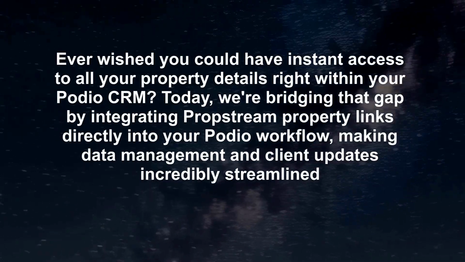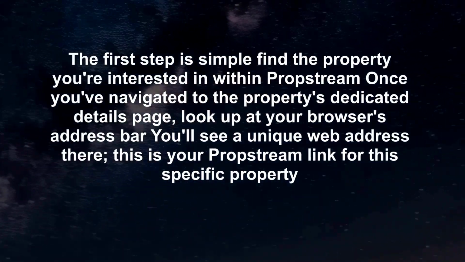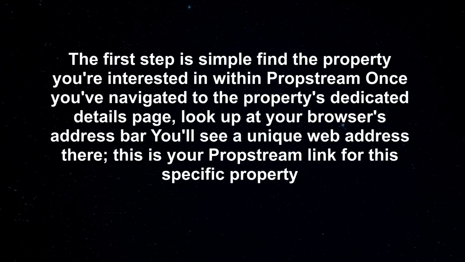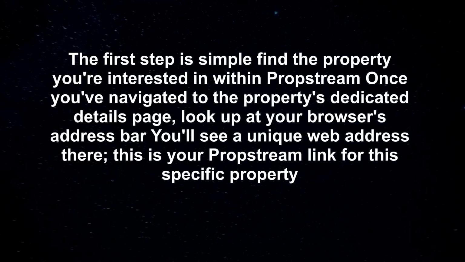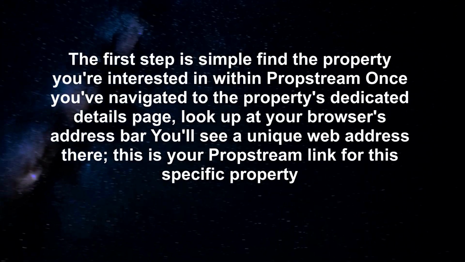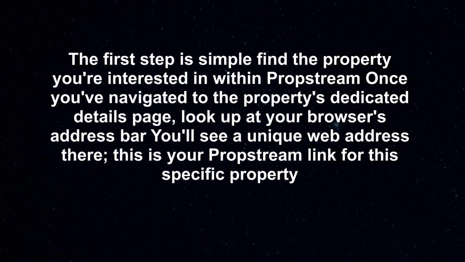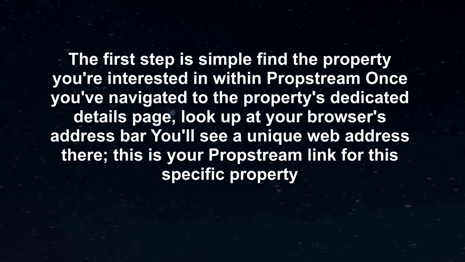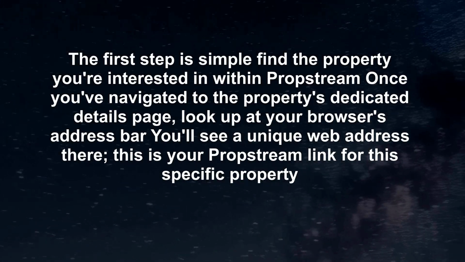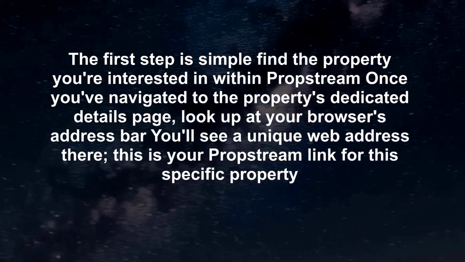updates incredibly streamlined. The first step is simple: find the property you're interested in within Propstream. Once you've navigated to the property's dedicated details page, look up at your browser's address bar. You'll see a unique web address there. This is your Propstream link for this specific property.